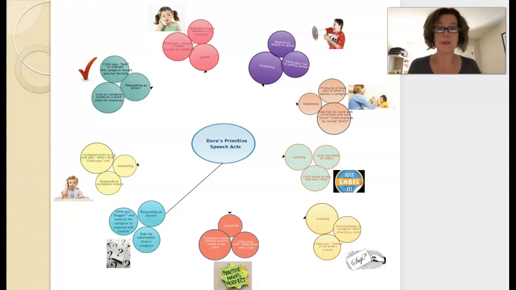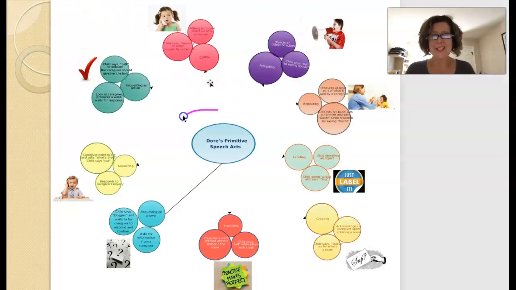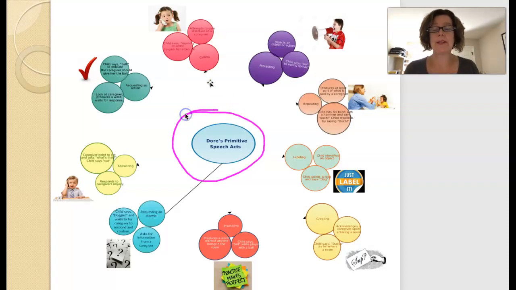Okay, now that you've had a bit of a go with what these kids actually are sounding like between birth and 2, now I want to bring in, there's always a theory. There's always a theory that goes with these things. And this is called, I'm going to just flip onto my pencil here. This is called Dorr's primitive speech acts.